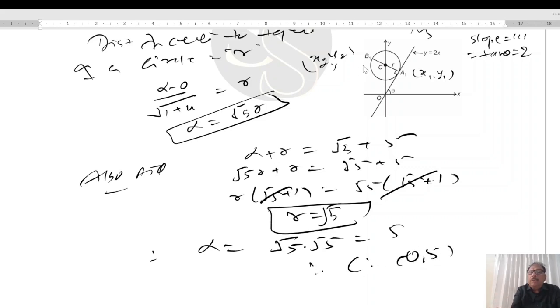So this distance will be 5, and this is root 5. Then OA1 will be equal to how much distance? By Pythagoras theorem, the square root of 25 minus 5, root 20, that will be 2 root 5. That is the square root of 5 squared minus root 5 squared. That comes out to OA1.